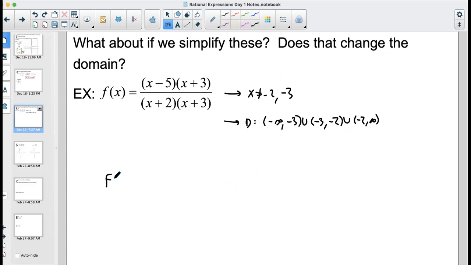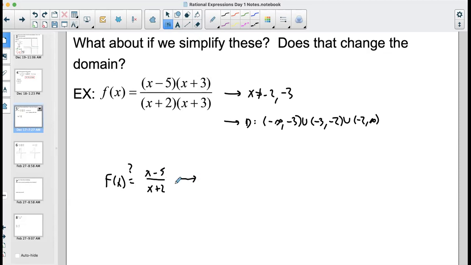But what if I do this? If I write this, I could cancel out the x plus 3's and say, well, isn't this the same as x minus 5 over x plus 2? Is that the same as f of x? Well, numerically, all the values are the same. If you plug a 1 in here and you plug a 1 in here, you get the same number. So in that sense, they are the same, but they're not quite the same.